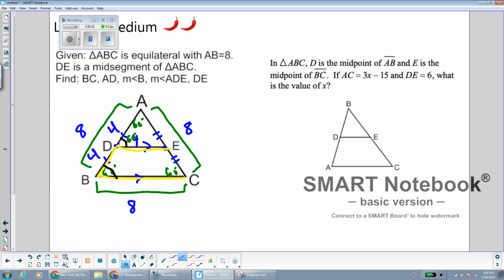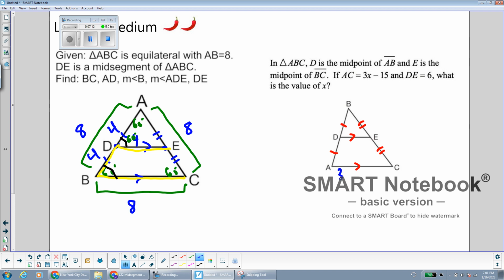In the next question, we are told that D is the midpoint of AB and E is the midpoint of BC. And I know that midpoints split line segments into congruent parts. That tells me that DE is the midsegment of the triangle because it's connecting the midpoints of two sides together. Not only is the midsegment parallel to the third side of the triangle, it's also half the length of the third side of the triangle.